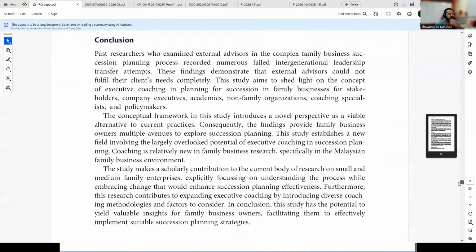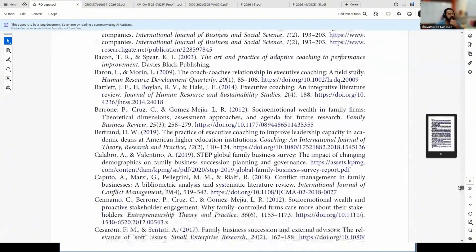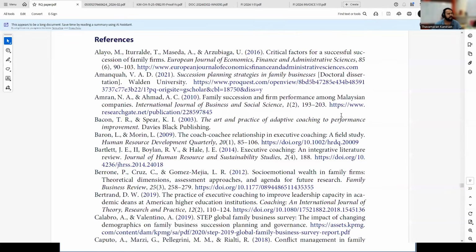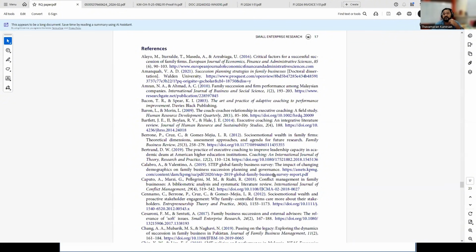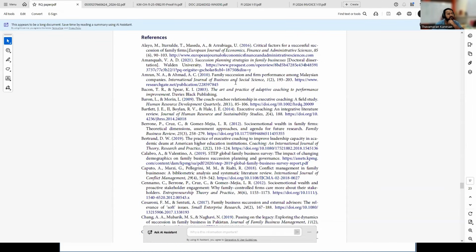So you go down to the citations. You go for backward snowballing. So you see here, European Journal of Economics and Finance, International Journal of Business and Social Science, Human Resource Development Quarterly. These are all potential journals that you may be able to submit to. But there are more nuances to that, but I'll get to that. So this is what we call backward snowballing. From the paper that you write, you look at the citations, you pick up from there.